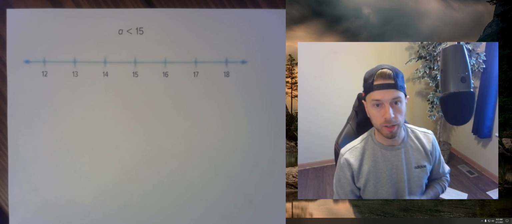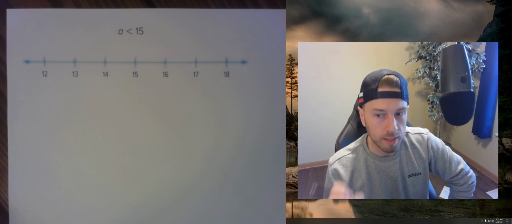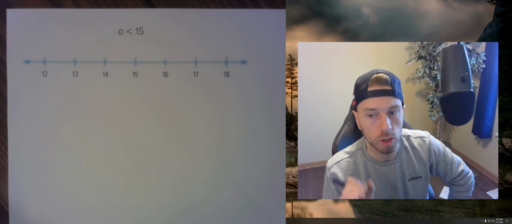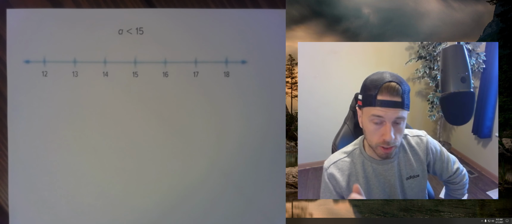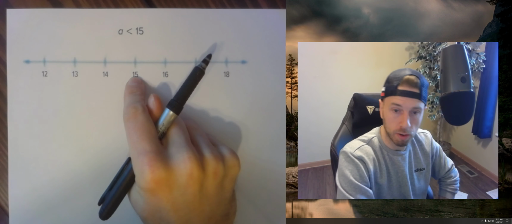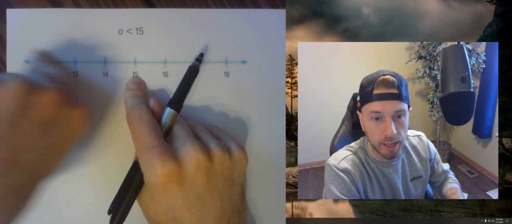The first one we have here says A is less than 15. So we need the numbers that are less than 15. The first thing I'm going to do is go to 15. I'm going to put my finger on it. And all the numbers that are less than 15 are this way. So I know I'm graphing this way.